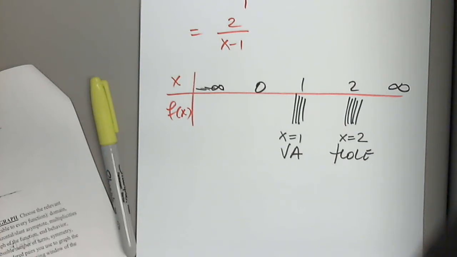Should I repeat those three types? Yes. Perfect. So type 1, same degree over same degree. The horizontal asymptote is the leading coefficient over the leading coefficient.